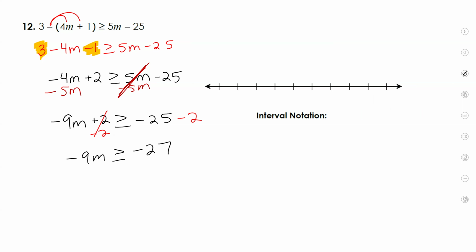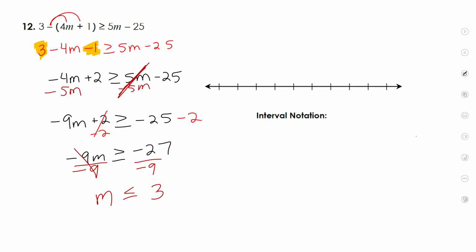I'm going to pause here because I want you to discuss with your group what happens whenever you divide by a negative. Don't tell me, talk to your neighbor. All right, great. So you guys should have divided by negative 9 on both sides. So I get m, negative 27 divided by negative 9 is 3. What did you guys say in your group whenever you divide by a negative number? The sign has to flip. Exactly. So instead of a greater than symbol, I now have a less than or equal to symbol.